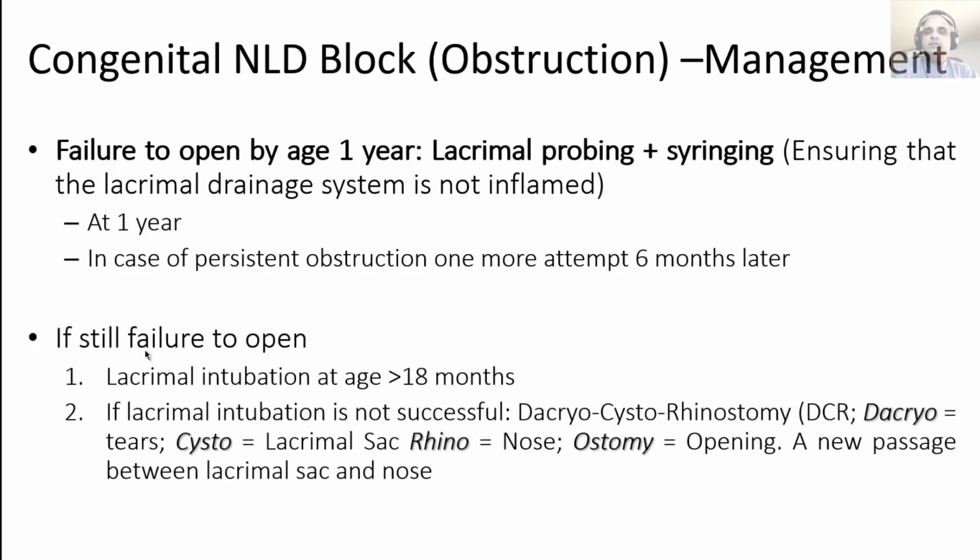If at 18 months your second probing and syringing has failed, you do something called lacrimal intubation. That can be done anytime after 18 months. If lacrimal intubation is not possible, you do something called a dacryocystorhinostomy, which is creating a new passage between your drainage system and the nose so that the tears have an alternate way of flow. Dacryo meaning tears, cysto meaning lacrimal sac, rhino meaning nose, osteo meaning opening in a bone, ostomy.